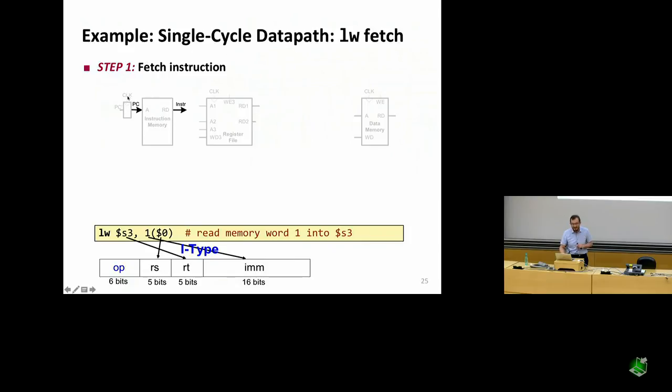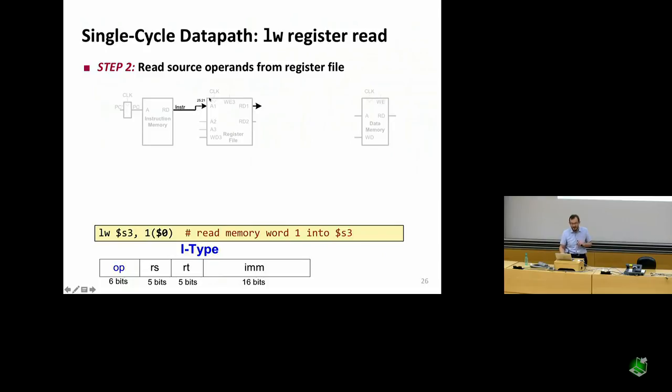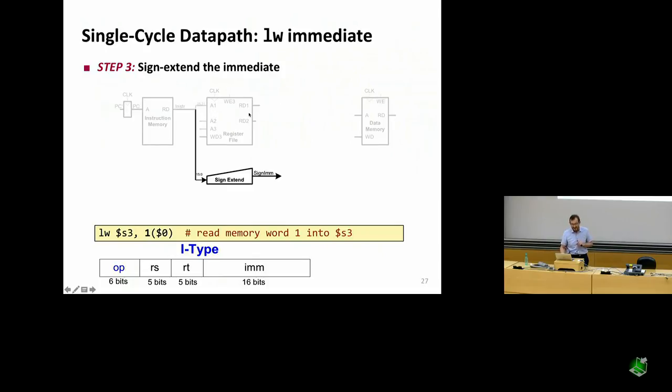Basically, we need to have the step for fetching the instruction. You input the program counter, you get the instruction over here. The next step is read source operands from the register file. You need to have the data path connections for that. The next is enabling load word immediate. You need to sign extend the immediate so that you can compute the address, right? Because we want to have the base register plus the offset.